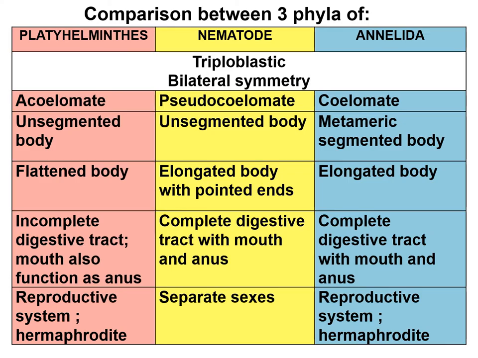So you can look at this table that compares these three phyla. Three phyla ni kita anggap sebagai phyla yang melibatkan cacing. Okay, cacing apa dalam bahasa Inggeris? Worm. Platyhelminthes, Nematoda and Annelida. Ni patutnya A lah kat sini. Please tolong betulkan.